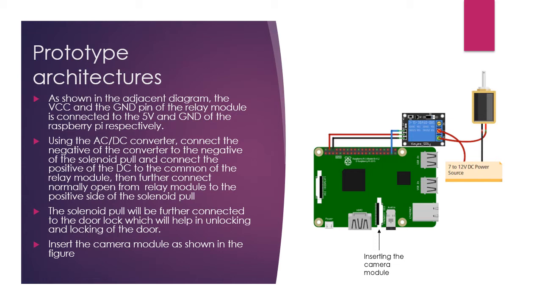And as I have told you earlier, the solenoid pull is connected to the lock of the door. It is locked by default, and whenever the relay module commands the solenoid pull to work, it will unlock the door and lock it again. And also we have to insert the camera module in the shown figure.